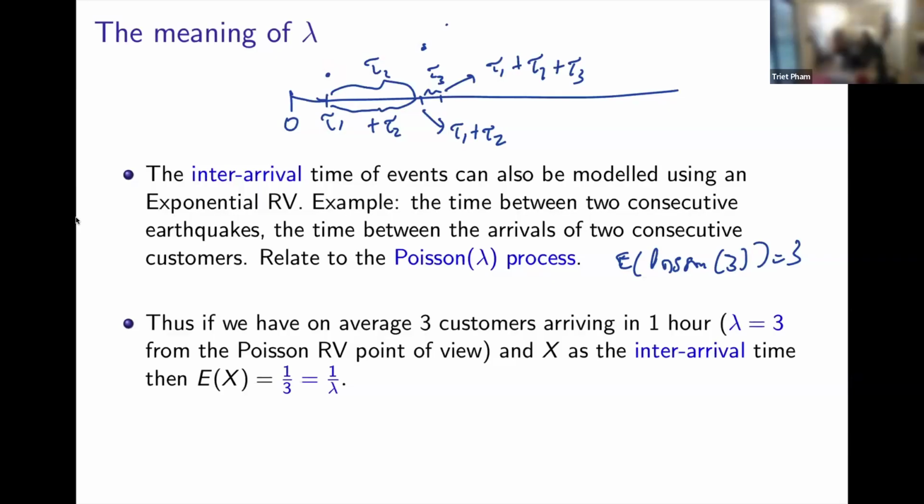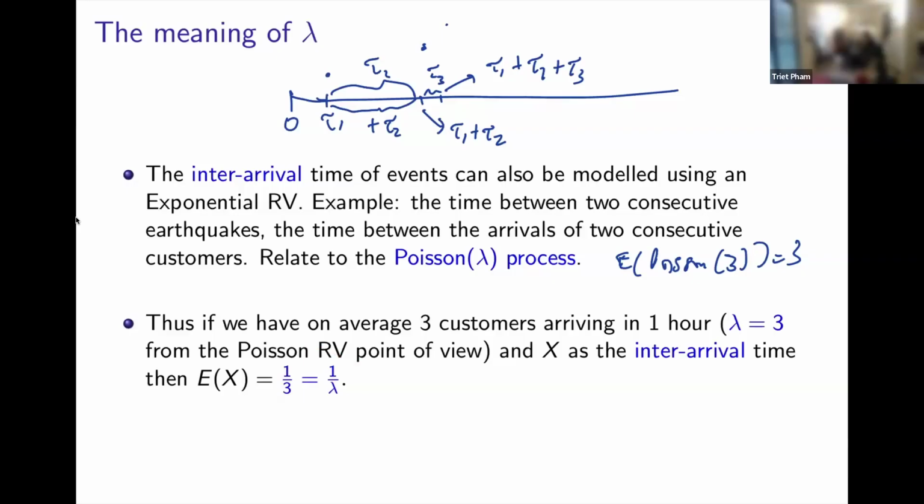If you think about it, if on average 3 customers arrive in an hour, then on average the inter-arrival time, the time between events, is 1/3. So the connection between lambda and 1 over lambda is exactly on point. Do you understand?